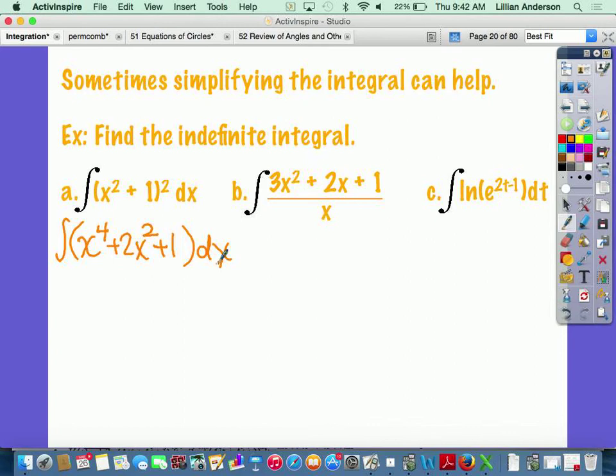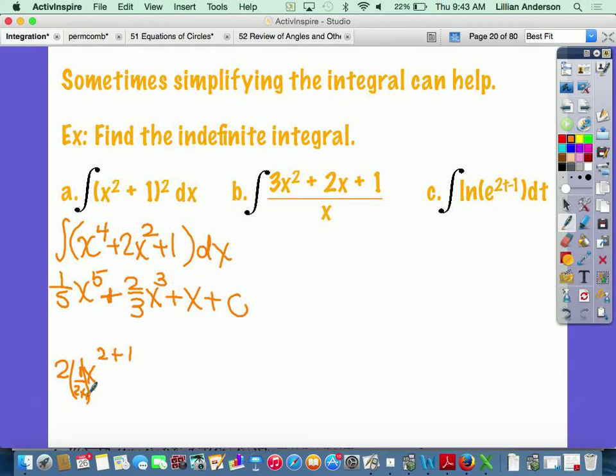What's the antiderivative of x to the 4th? 1/5 x to the 5th plus, what's the next part? 2/3 x to the 3rd. The antiderivative of 1. And don't forget your plus c. Remember, you add 1 to your exponents, and you multiply by 1 over that. That's how we got 2/3.